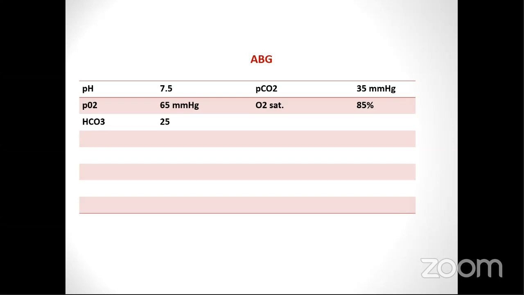His PO2 was 65, reflecting distress because of the lung parenchymal affection and because of the alkalotic state. His saturation was 85% on room air, and carbon dioxide level was 35 millimeters mercury.